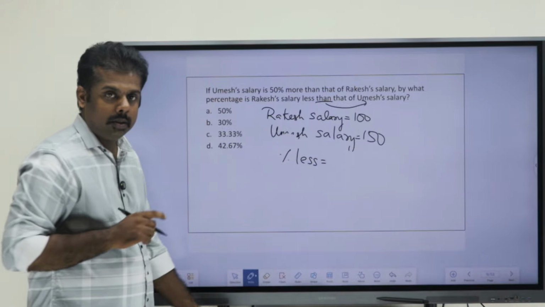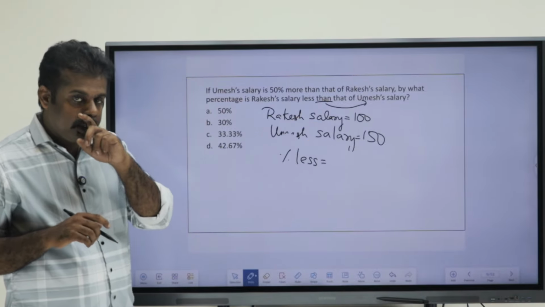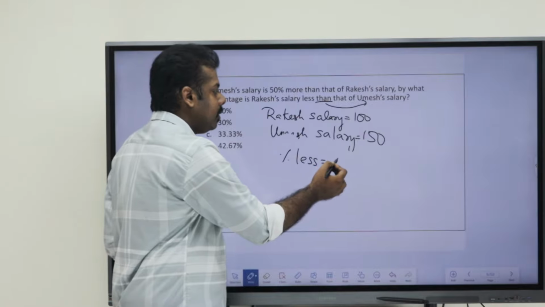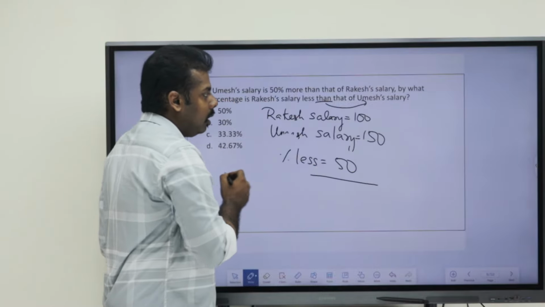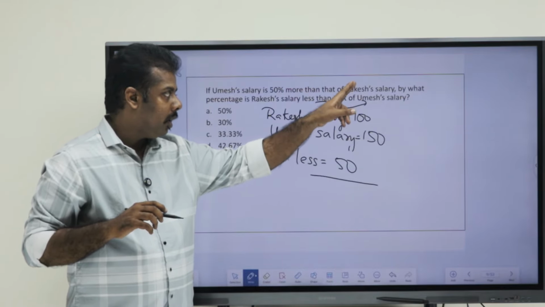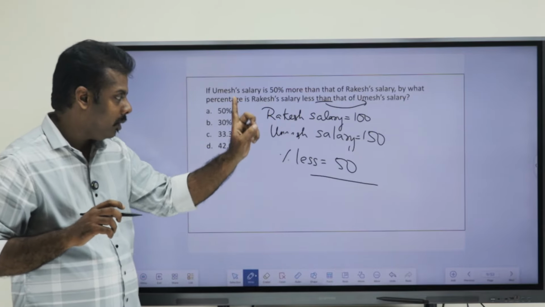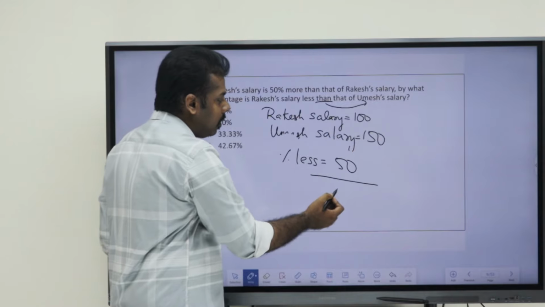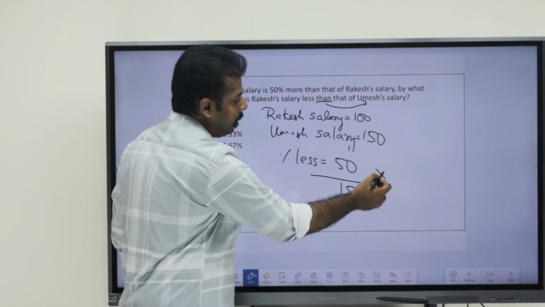Yeah, the difference. So here we are comparing the salary. So the difference of 150 is what? 50. Now you have to take the value which is being said after that. So here they have said about Umesh's salary. So you have to take Umesh's salary. So, that is 150, so into 100.